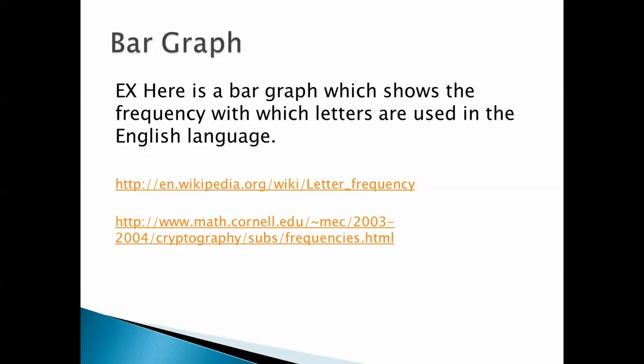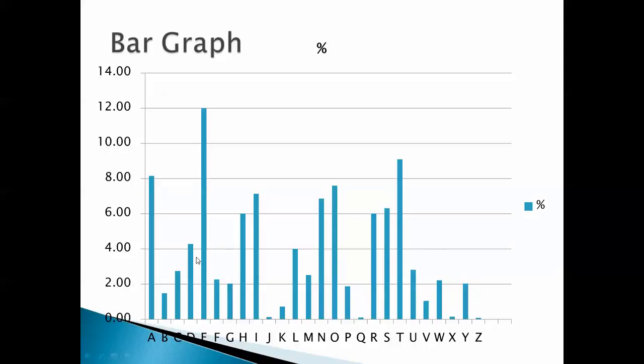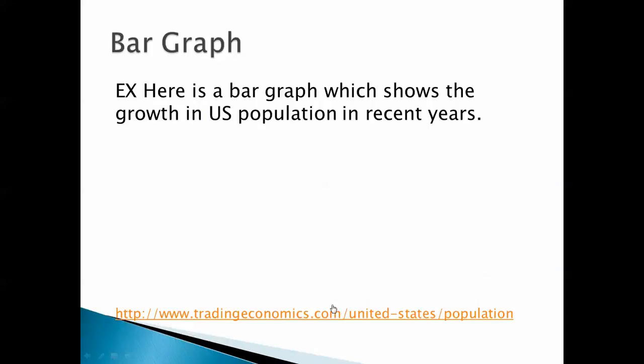Let me show you an example. Here's a bar graph which shows the frequency with which letters are used in the English language. Notice the most common letter is E. Next most common is T, etc. Okay, this is not a histogram. This is a bar graph because the data are categorical. So we don't call it a histogram, we call it a bar graph or a bar chart.